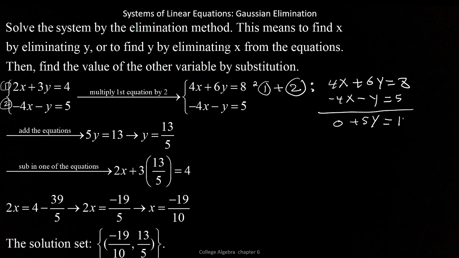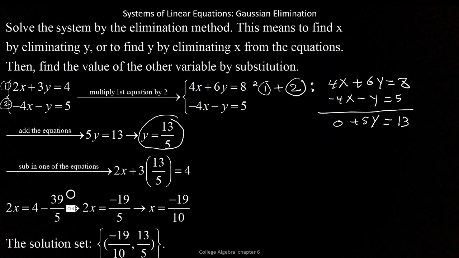Equals to what? 13. So that is now the equation that we can solve because it has only one variable. So that equation, y equals 13 over 5. And now we're going to take this and substitute it back into one of the equations to get x. So we can choose equation number 1. So in equation number 1, 2x plus 3y, and y is 13 over 5, equals 4.